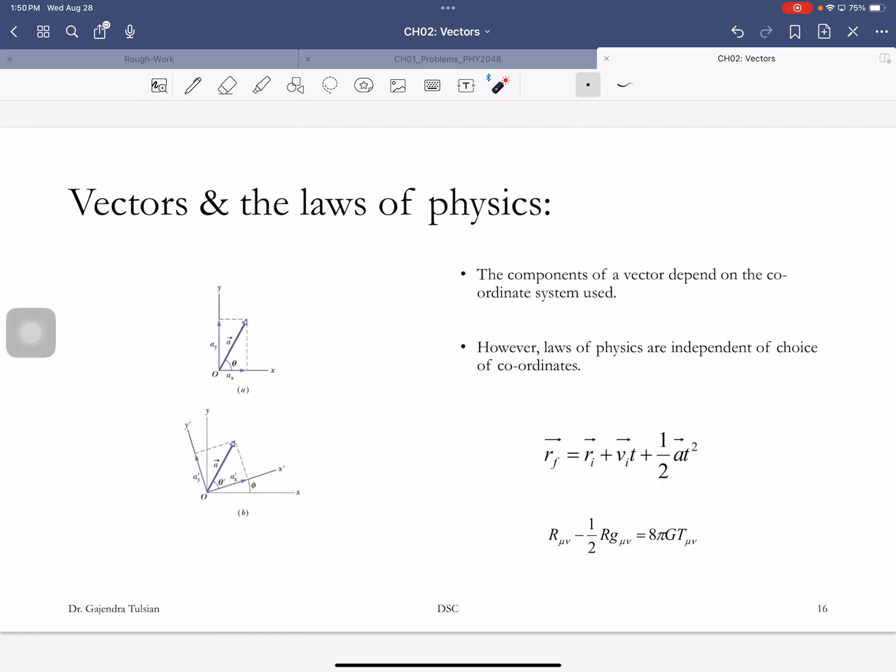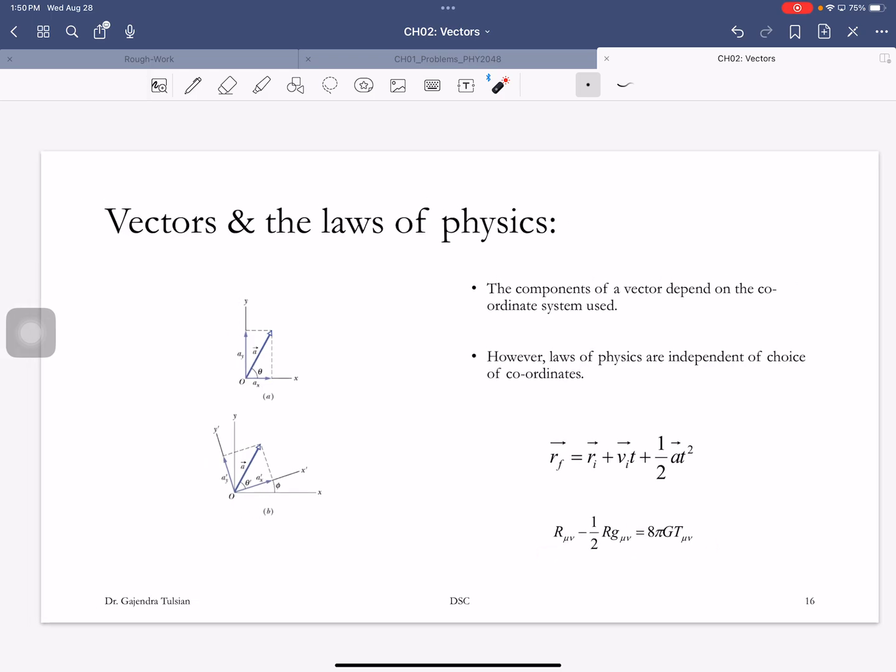So again, statements and laws in physics are expressed as equations. Here's a kinematic equation that's giving you the final position is equal to the initial position, the subscripts are telling you that, plus the initial velocity times time plus 1/2 a t squared. And here's Einstein's general theory of relativity.